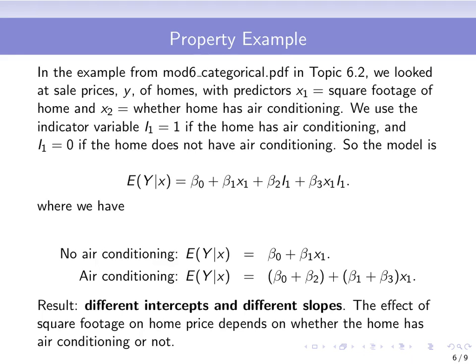I did give this example in this PDF, and we'll go over it again. We're looking at sale prices of homes with two predictors: square footage, and whether the home has air conditioning or not. So x1 is the quantitative predictor, and x2 is a categorical predictor. We use an indicator variable that equals 1 if the home has air conditioning and 0 if it does not.